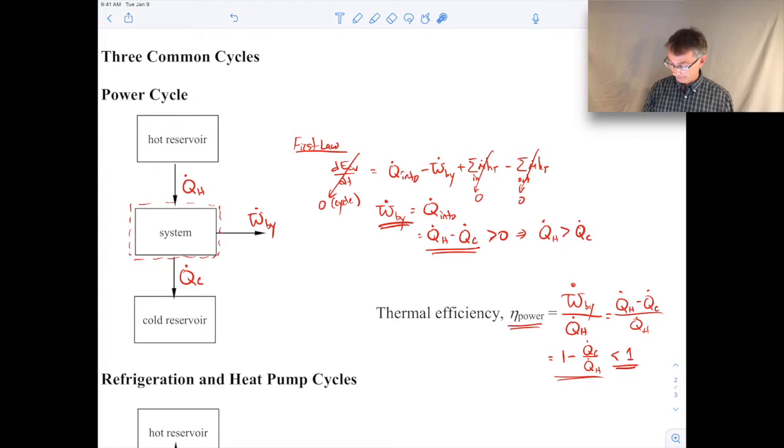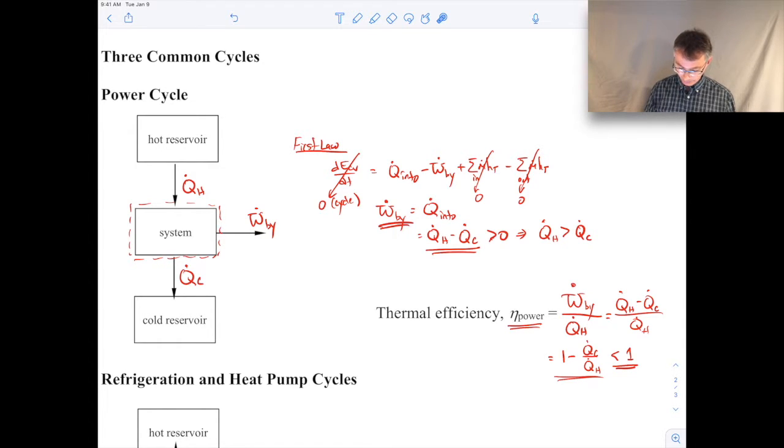All right? So that's how we define the thermal efficiency. It's easy to remember if you just think about, we're trying to maximize the power while minimizing the cost, which would be the Q dot H. That's what we have to do. We have to supply that Q dot H, and that costs money.